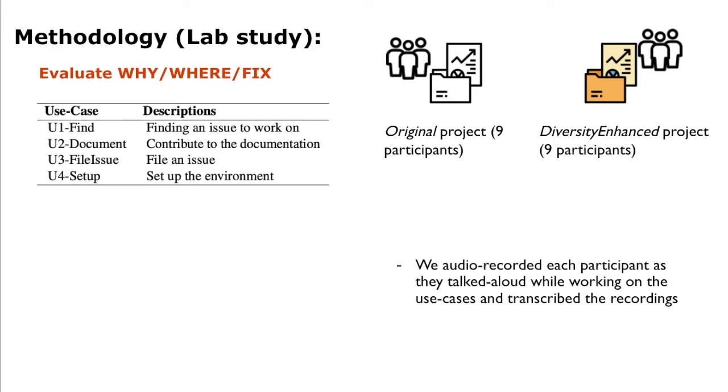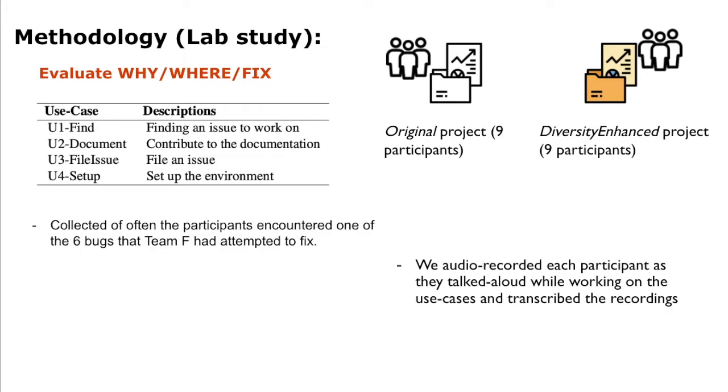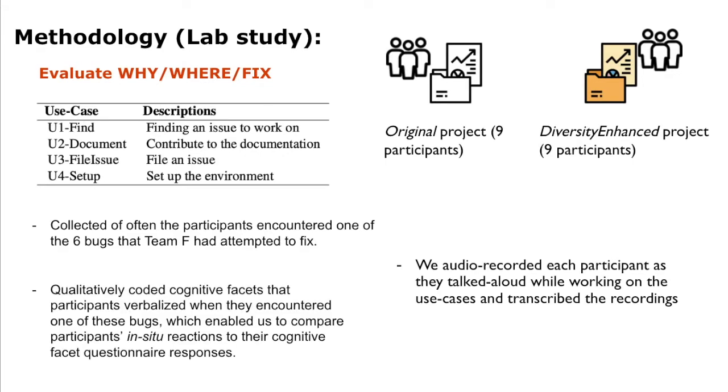While they were going through the task, we audio recorded each participant as they talked aloud while working on their use cases, and we transcribed the recordings. We collected how often participants encountered one of the 6 bugs that Team F has attempted to fix. We also qualitatively coded cognitive facets that participants verbalized when they encountered one of these bugs, which enabled us later on to compare participants' in situ reaction to their cognitive facet questionnaire responses.